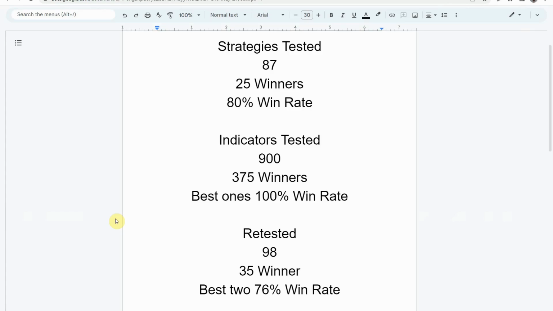And keep in mind that we test most of these strategies and indicators on the Forex and crypto market, but they can be applied to just about any market universally.